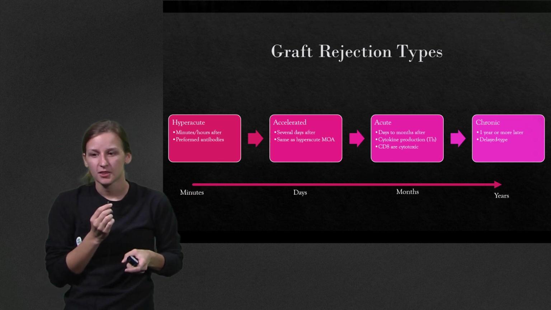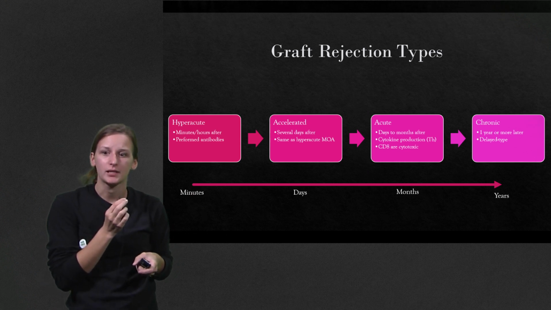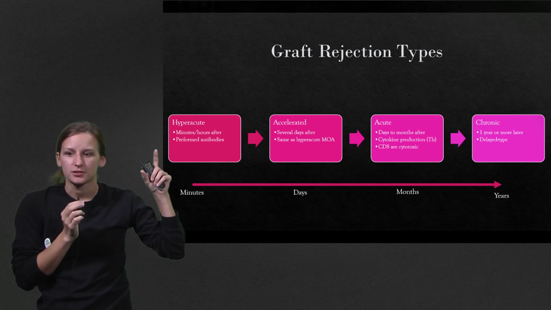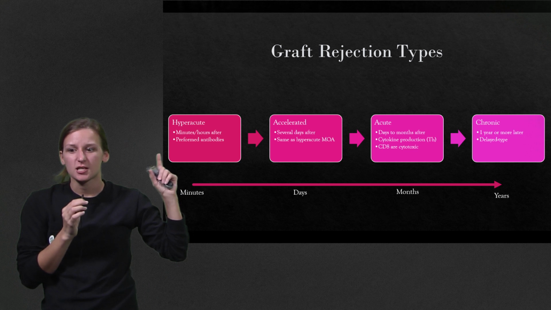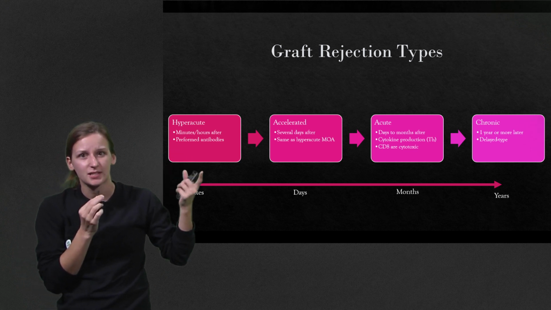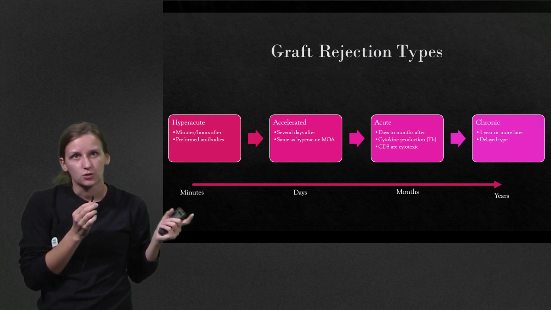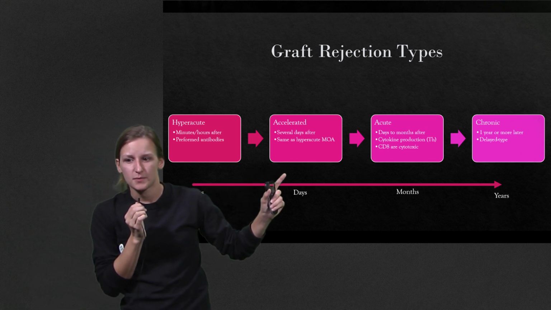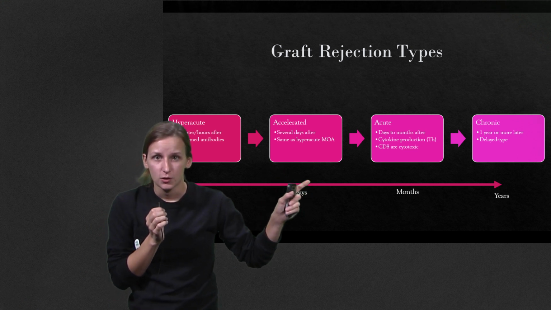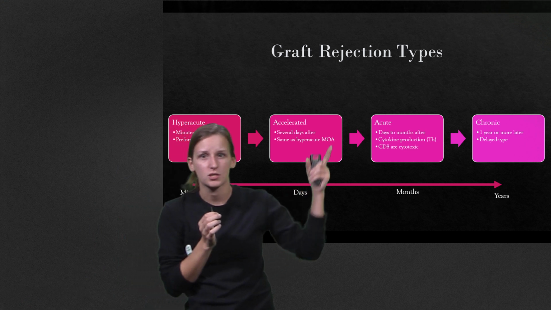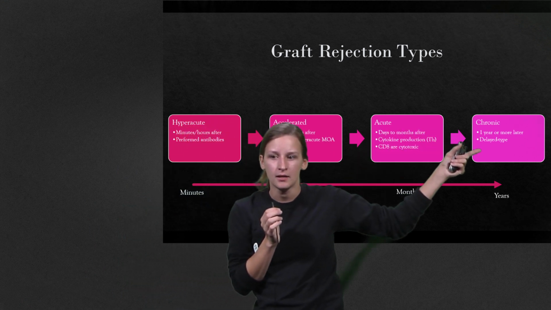And then there's also a classification of how quickly a rejection will occur. If it's immediate, within hours or minutes, even seconds, it's going to be hyperacute. You have antibodies already in your system that are ready to reject the transplant, and then it gets destroyed. Then as we go along, we have accelerated, which is similar to hyperacute but takes longer to happen, maybe several days afterwards. We have acute, which is days to months, and then chronic would be a year or more later.